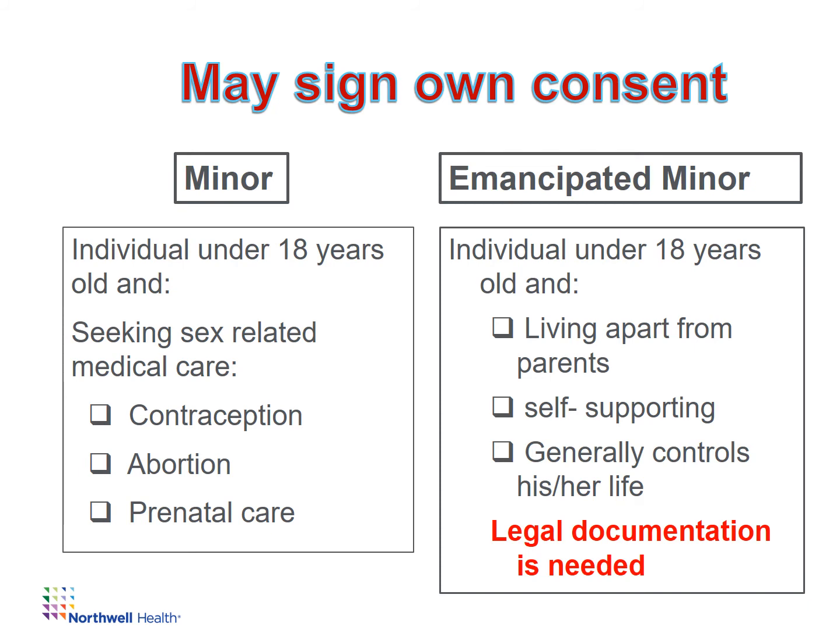An emancipated minor is an individual under 18 years old and could be living apart from their parents, self-supporting, and one who generally controls his or her own life. Understand that legal documentation is needed.